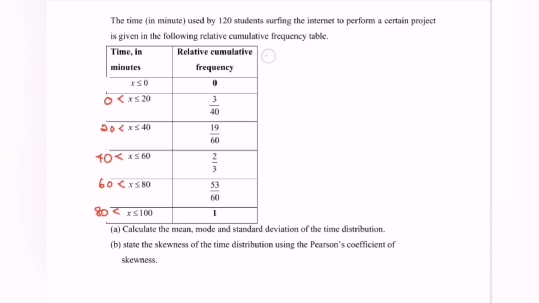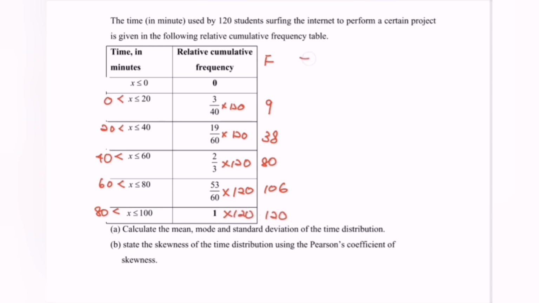In order to find the cumulative frequency, what we have to do is multiply the 3 over 40 with 120 and we will obtain the value 9. Followed by 19 over 60 multiplied with 120 and we will obtain 38. Next, 2 over 3 multiplied with 120 and we will obtain 80. Next, 53 over 60 multiplied with 120 and we will obtain 106. Finally, we will have 120.